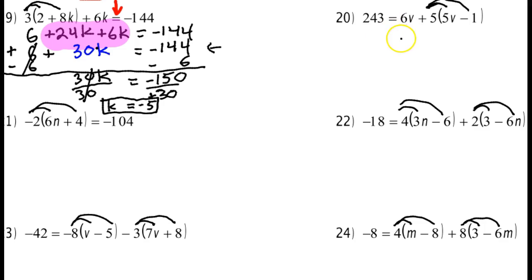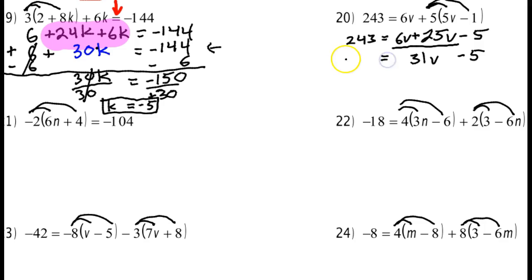All right. So over here we got 25v minus 5. Bring down the 6v. Plus sign equals 243. We got 6v plus 25v is 31v minus 5.